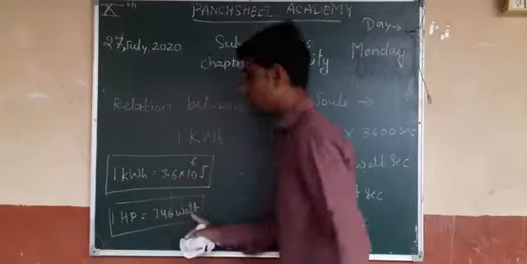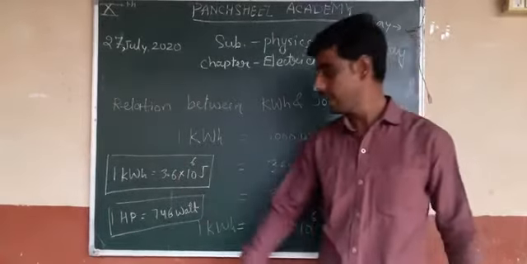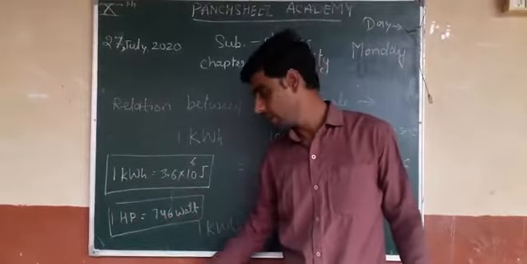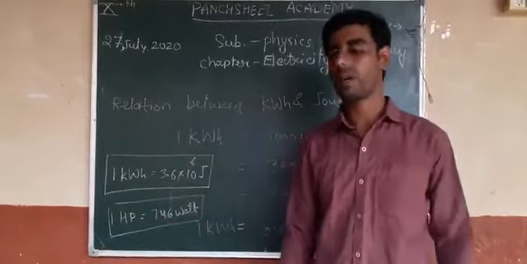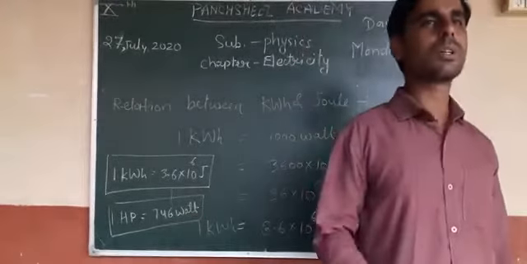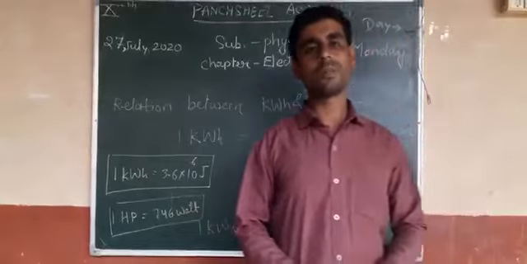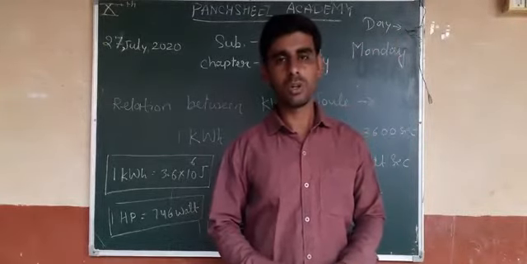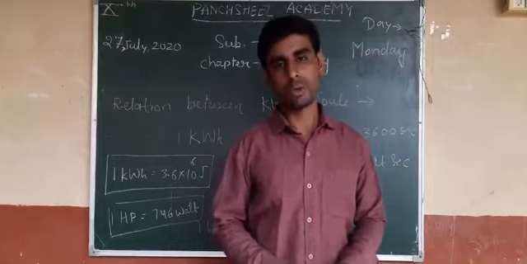746 watt. What is a small unit of electric power? And 1 HP, 1 horsepower, is the biggest unit of electric power. This horsepower unit is used for the electric power of industrial motors or irrigation motors.